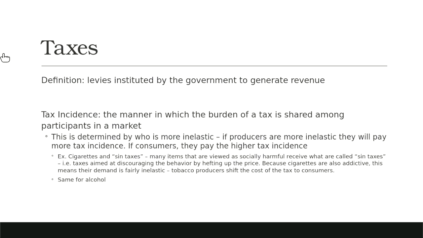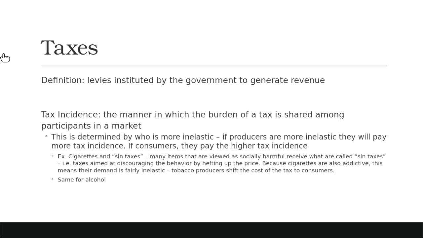So this leads us to another thing, taxes, because this is the huge government policy that affects every market. By definition, a tax is just a levy instituted by government to generate revenue. If you're wondering what a levy is, this is one of those tricky points where a levy is a tax and a tax is a levy, but it doesn't make sense to call a tax a tax. So basically, taxes are mandatory fees the government creates to generate revenue, and they can do multiple different kinds of taxes.